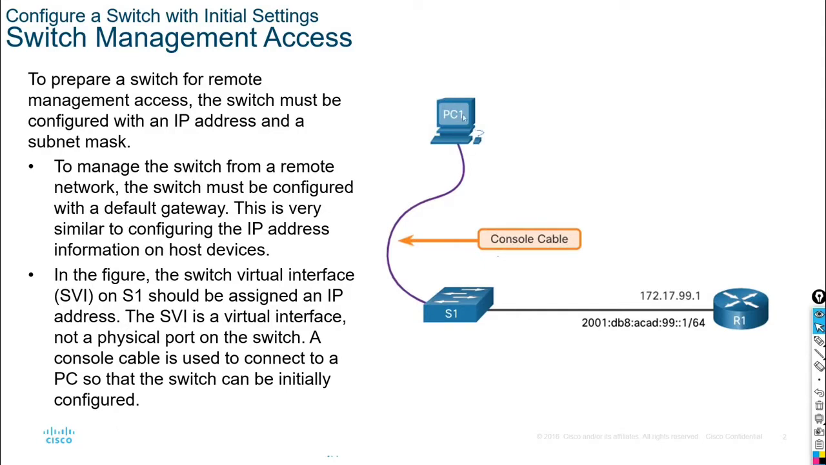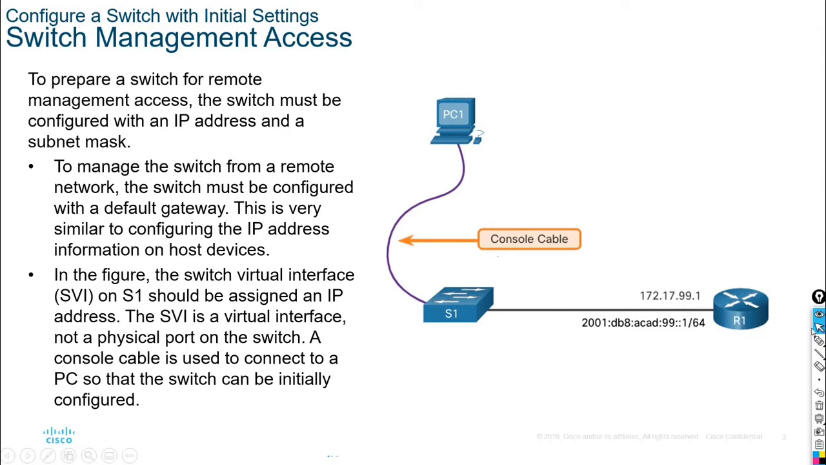To prepare a switch for remote management access, the switch must be configured with an IP address and a subnet mask. To manage the switch from a remote network, the switch must be configured with a default gateway. This is very similar to configuring the IP address information on host devices here.